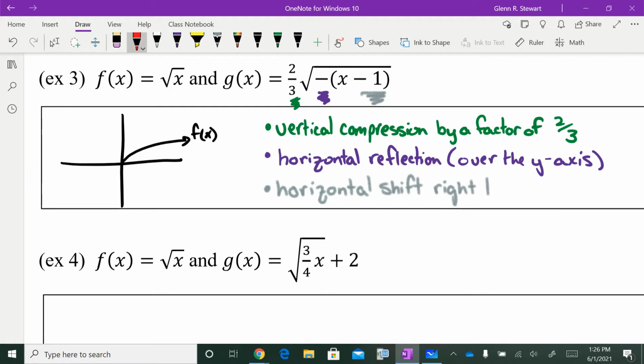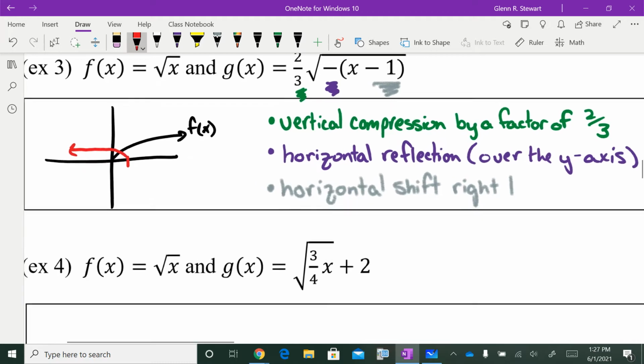So how this works, first thing I'm going to do is look. I've got a vertical compression by 2/3. It means it's going to be a little smaller. It's over the y-axis, and I also shift right 1. So let me shift right 1, a little bit closer to that axis. It's going to be going the opposite way because of the reflection.